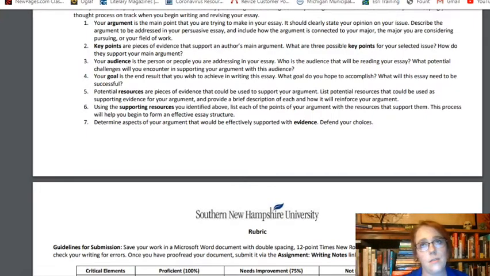Then we want to consider potential resources. Now, we want to get kind of specific with this.